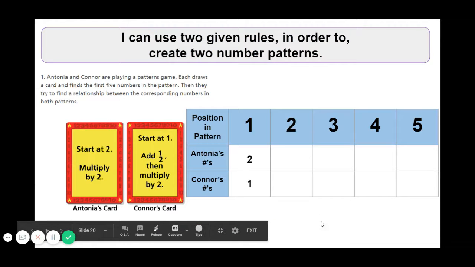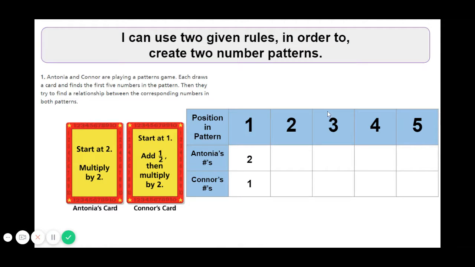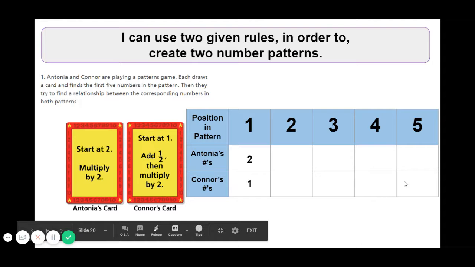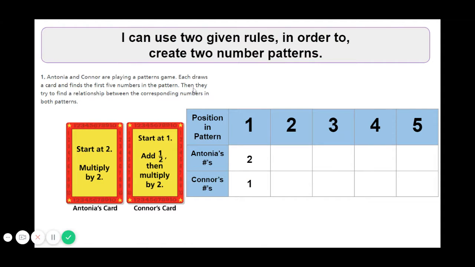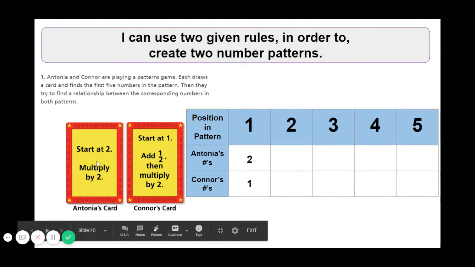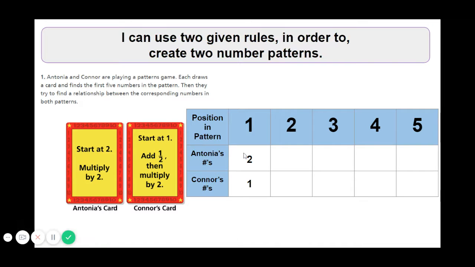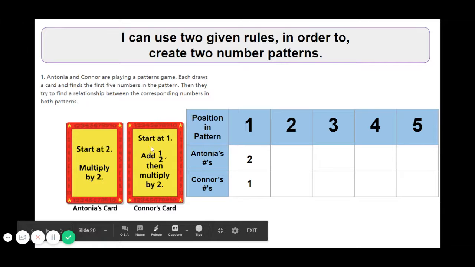So let's create a table. I have my numbers. So this will be their first draw, second, third, fourth, and fifth draw. Then I also have a row for Antonia's numbers and a row for Connor's numbers. Because in the problem it said that Antonia starts at 2, I went ahead and put a 2 for her first draw. Connor says he starts at 1, so I put a 1 for his first draw.